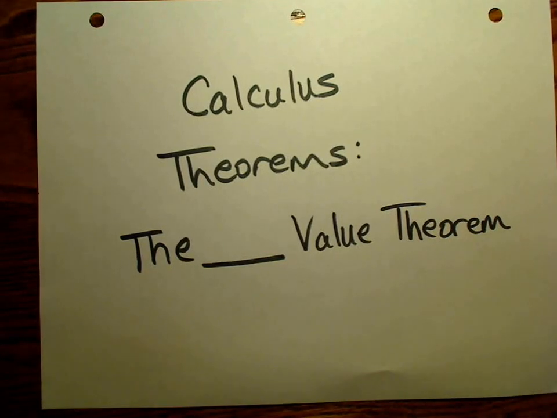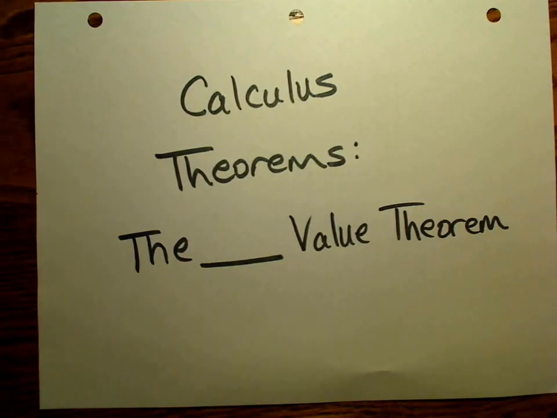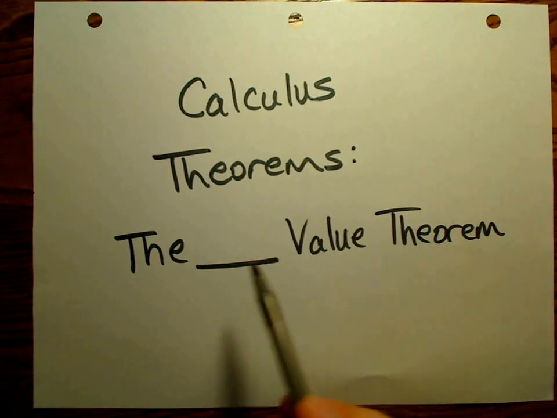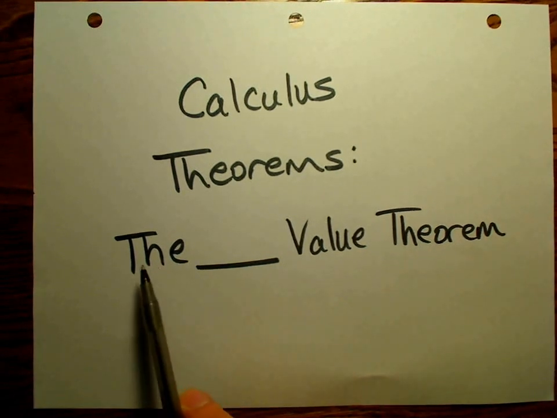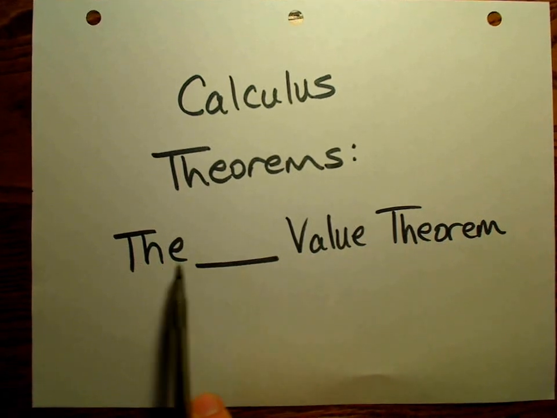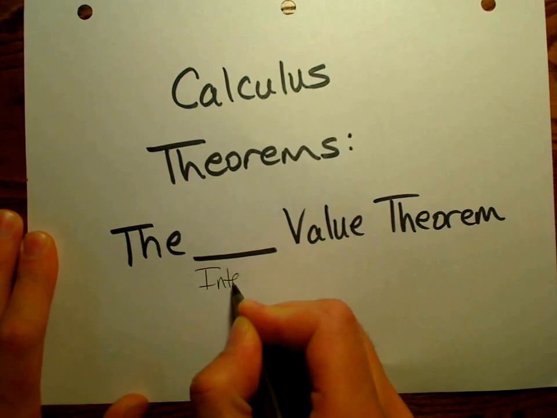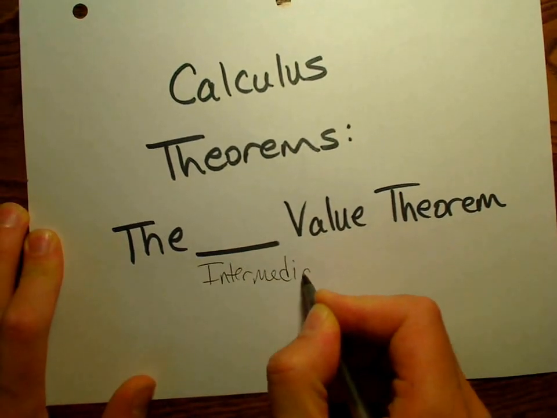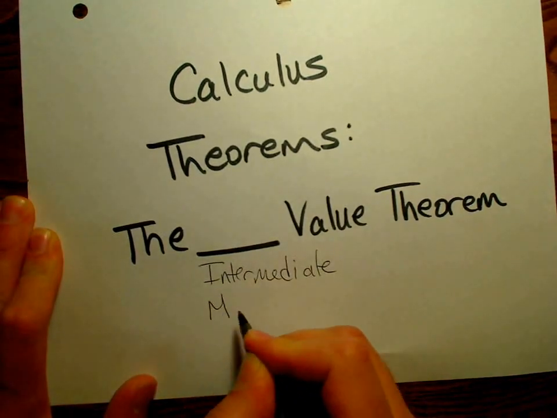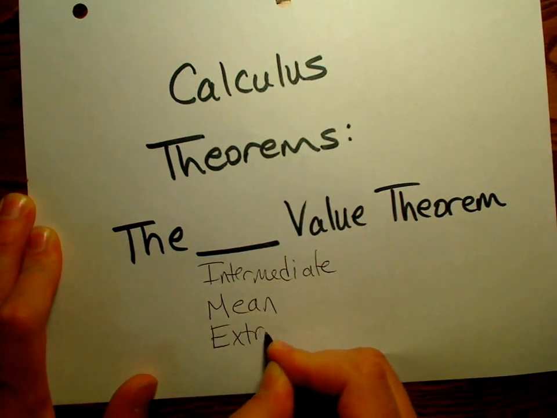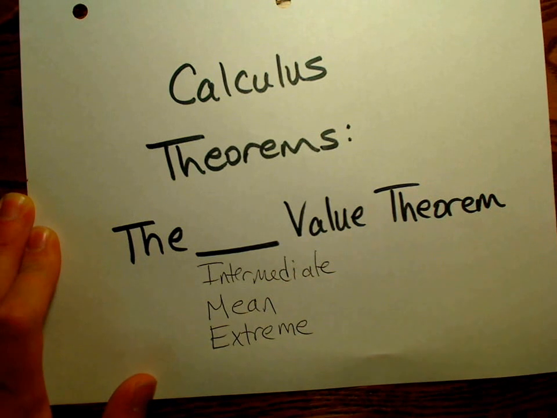So I wanted to put together a quick video about a few of the different theorems that we have, because we're about to get a bunch here in 3.2. In the end, we have a few theorems that have this structure, the blank value theorem. That could be filled in with intermediate, with mean for the mean value theorem, and it could be filled in with extreme for the extreme value theorem.